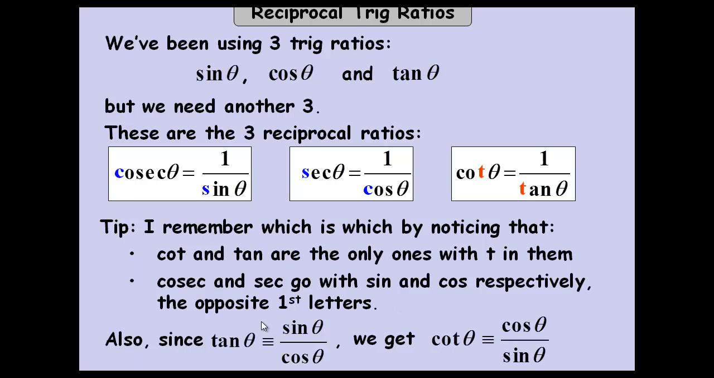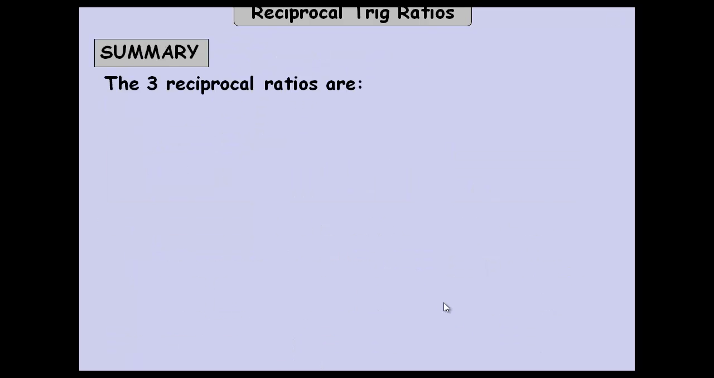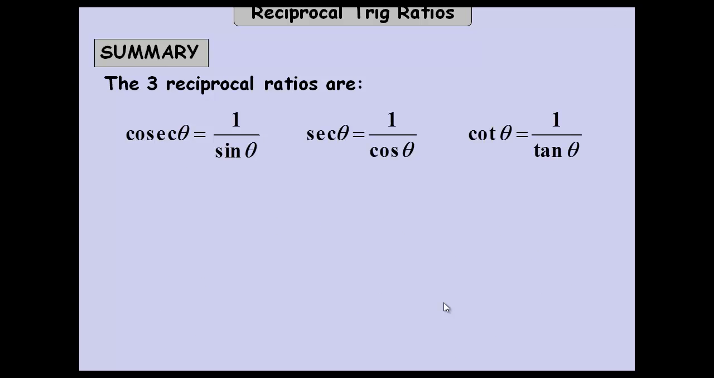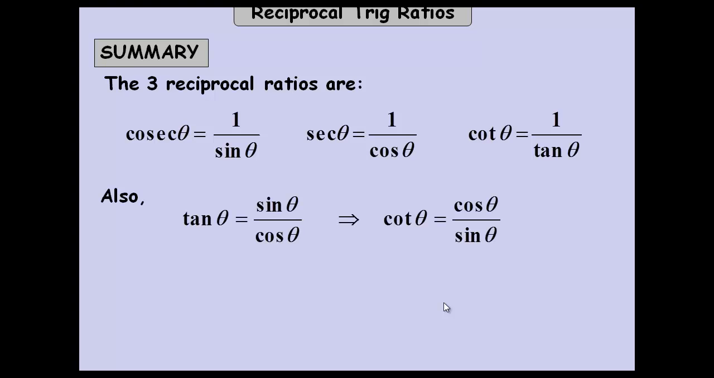We also need to remember that because tan theta is sine theta over cos theta, then cot theta is going to be 1 over tan theta. So to sum up, these are the three reciprocal ratios, and we also need to remember that cot is cos over sine because tan is sine over cos and cot is 1 over tan.